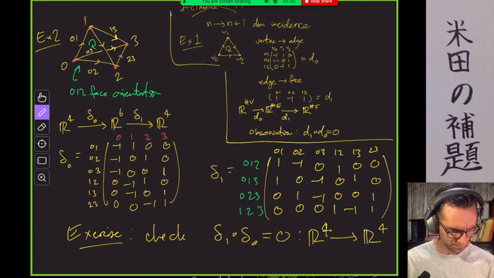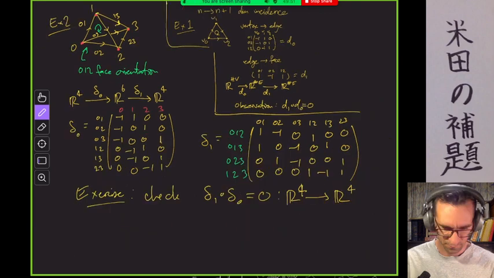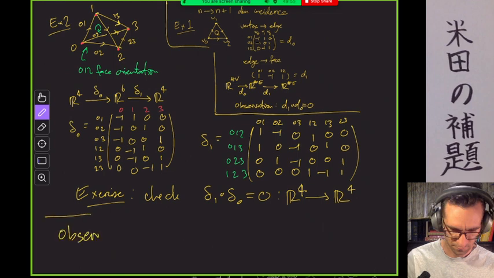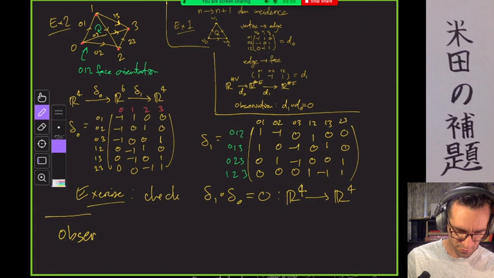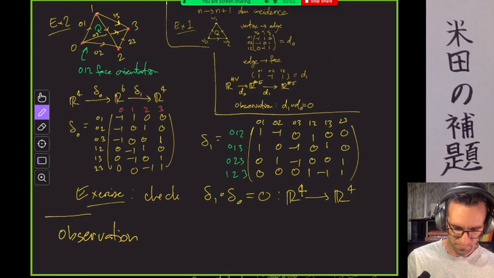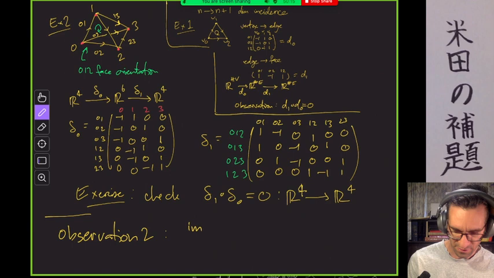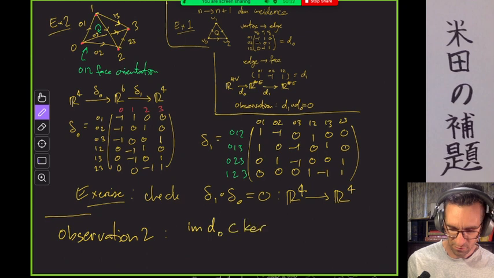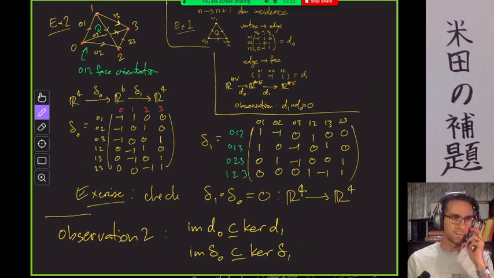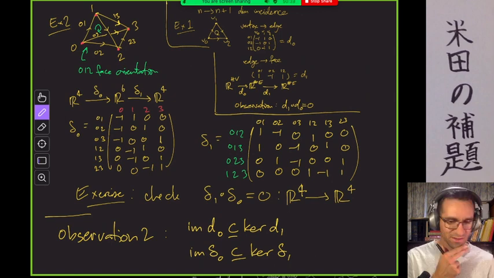So, second observation. Observation two. Is that when you have a pair of linear maps that compose to the zero map, or the zero matrix, it means the image, the range, say, of delta 0 has to be inside the kernel of delta 1. So this will become our friend, or the course. Right. Any comments, questions?